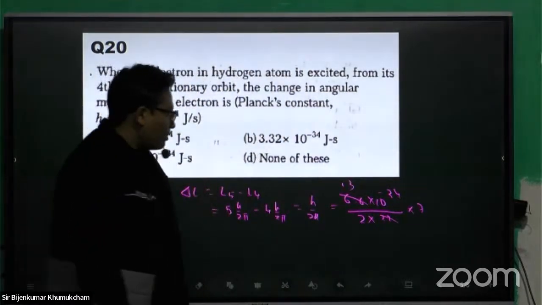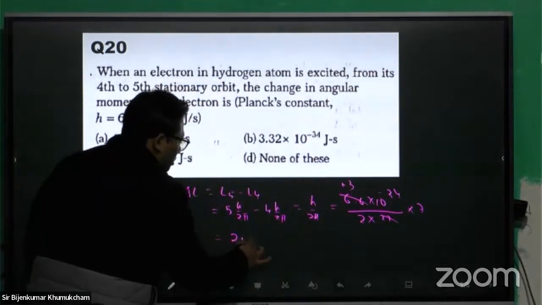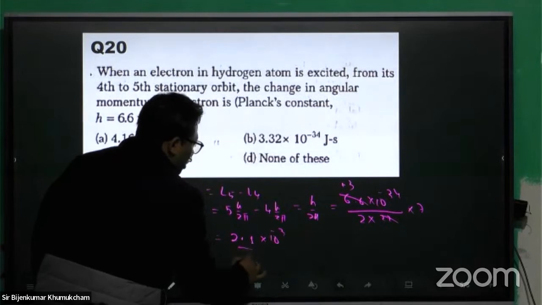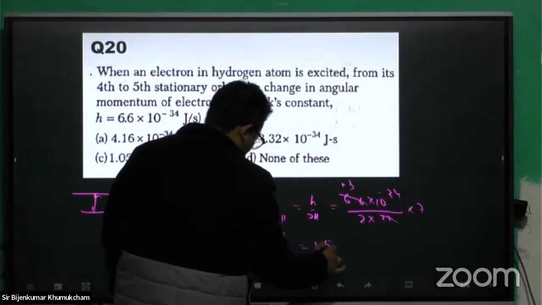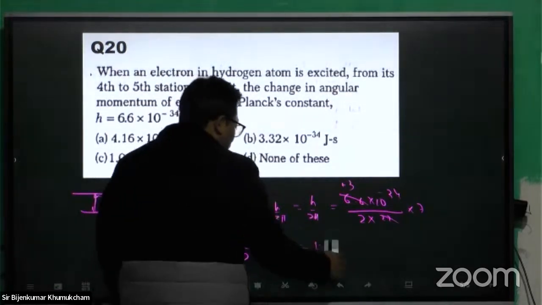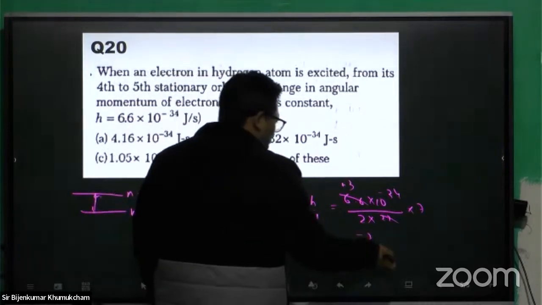0.3 into 72.1 into 10 to the power minus 34 divided by 2, there is 1.05. So 1.05 into 10 to the power minus 34. Good, there is your angular momentum.